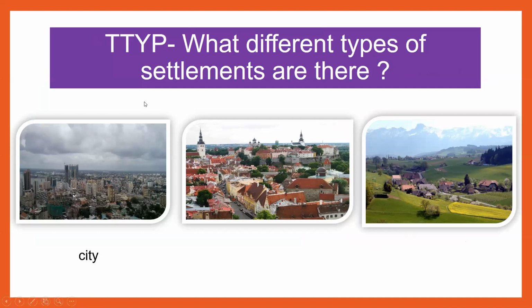The very first one should be one that's very familiar, a scene we can identify quite quickly because we live in one of those. It's a city. Next one is a town. And the final one is a village. And you can see there are distinct differences between each of them.